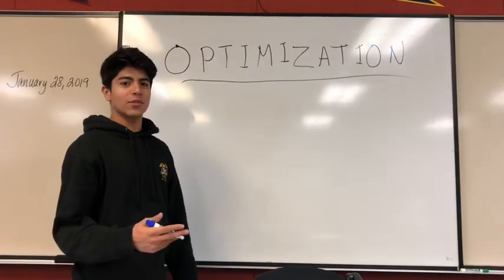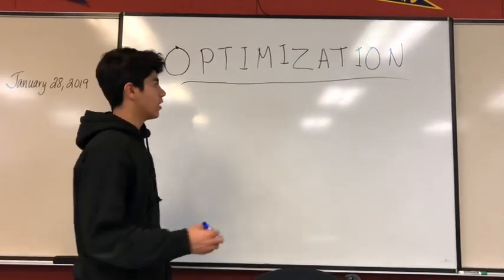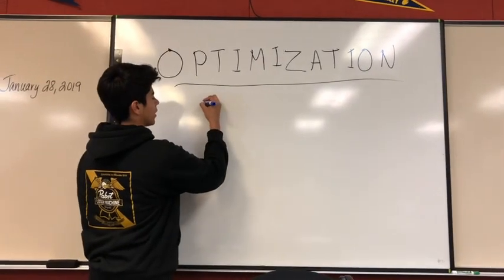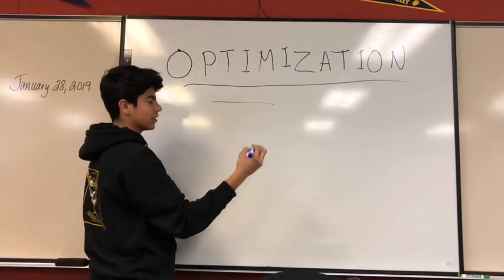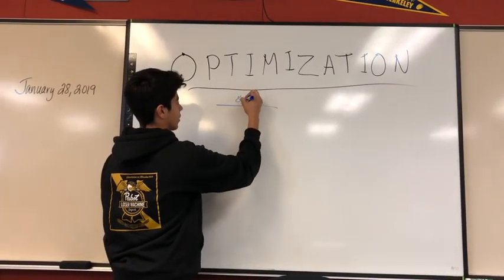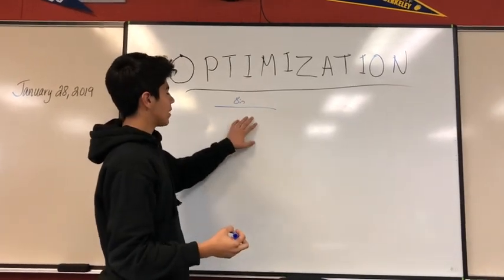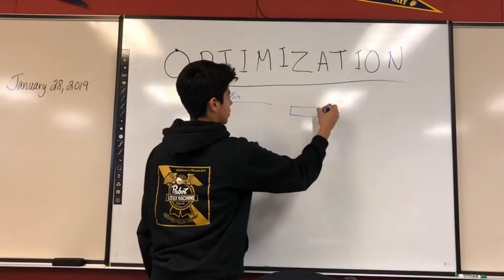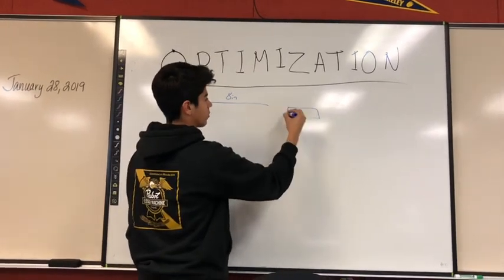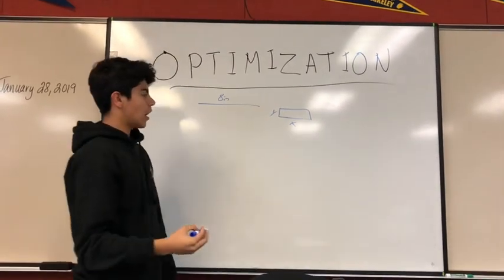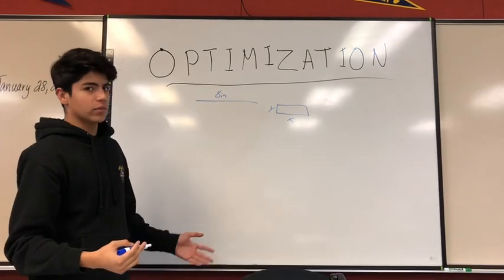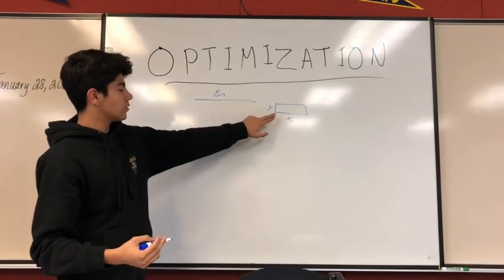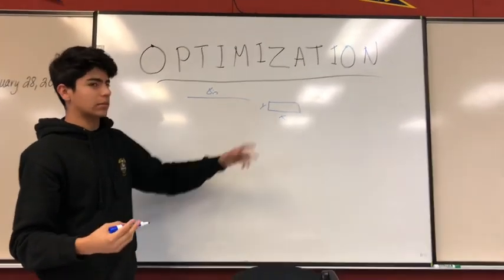For our next example of an optimization problem, we are given an 8-inch long pipe cleaner, and this pipe cleaner is going to be bent into a rectangle. I'm going to label the dimensions x and y. What we want to optimize for here is area. So we're looking for the dimensions of this rectangle that give us our maximum area.